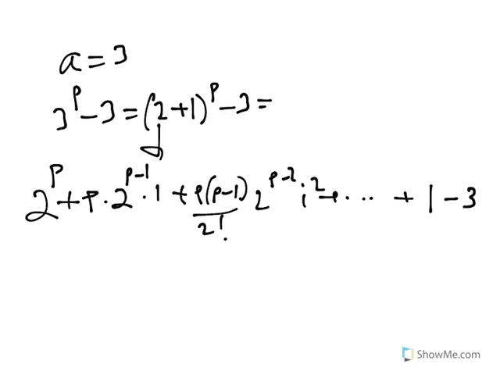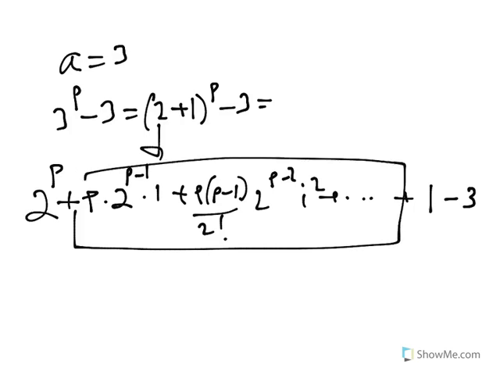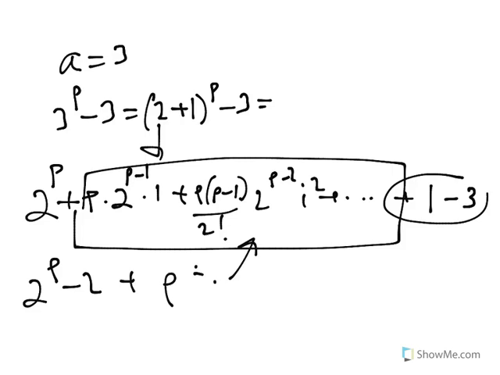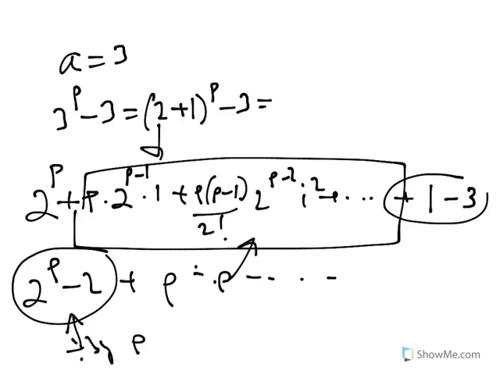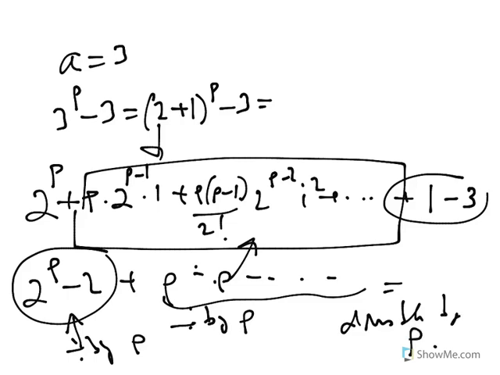Now, these terms are all divisible by p. And this 1 minus 3 can be written as minus 2, so we get 2 to the p minus 2 plus all these p things here. But we already proved that 2 to the p minus 2 was divisible by p, so if this is divisible by p, and these are all divisible by p, then the sum is also divisible by p.